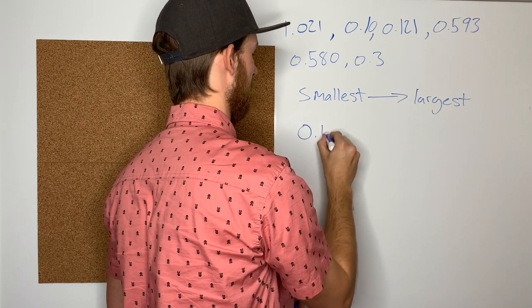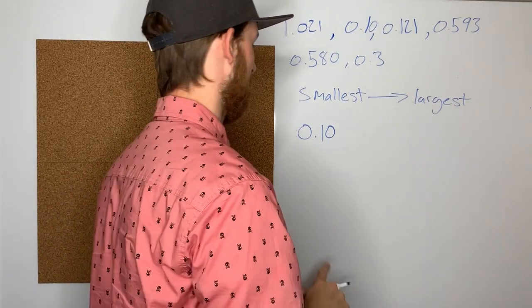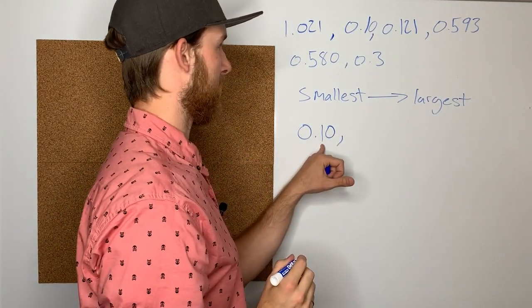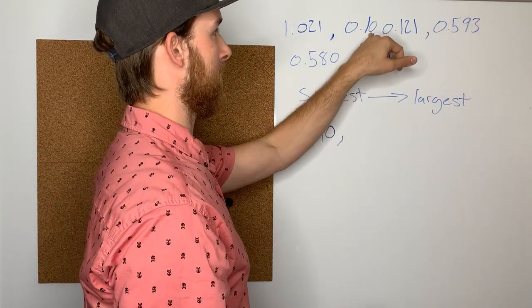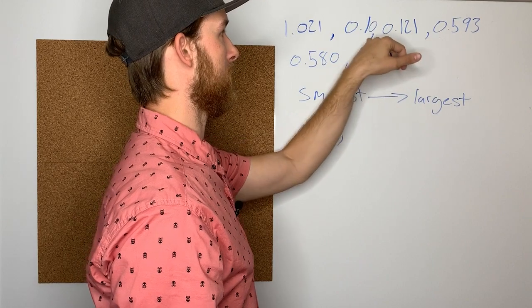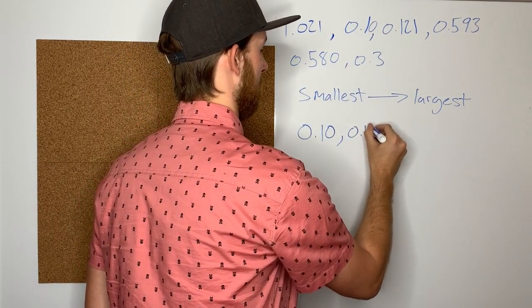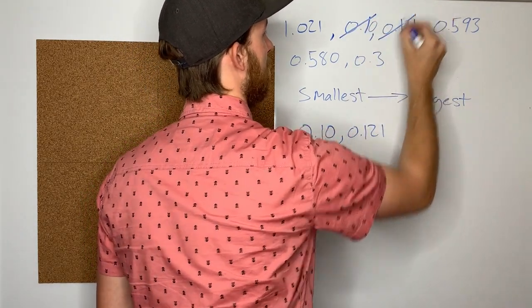I know that was probably a little bit confusing, but as we write them out, you're going to understand. So we have our first one. So what's our next biggest one? Well, again, this was larger than this number. So we have a 0.121, right? And we'll just cross these out as we go through.